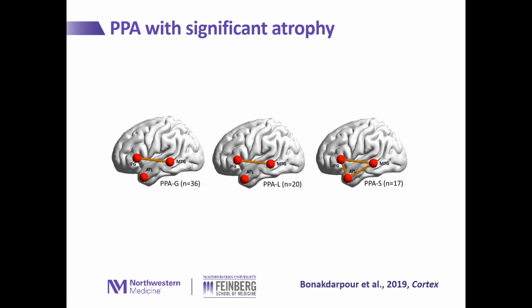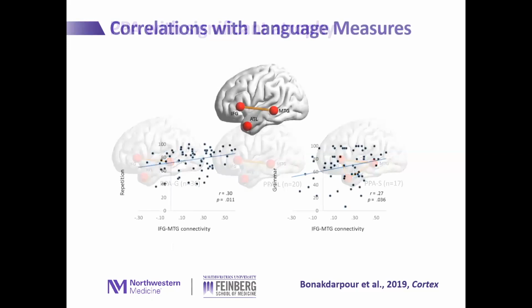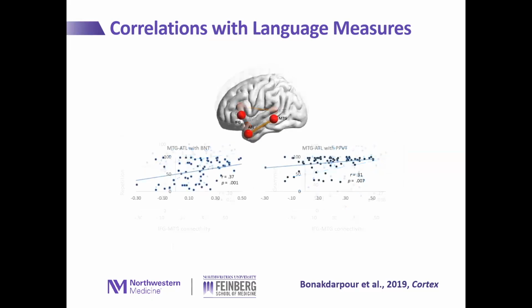So, it looks like we were able to figure out how semantics are different from the G and L subtypes. And then we looked at the correlation with symptoms. As you see, the IFG-MTG correlated with repetition and grammar, mostly because of the involvement of the dorsal pathway. And the MTG-ATL correlated with naming and word comprehension.